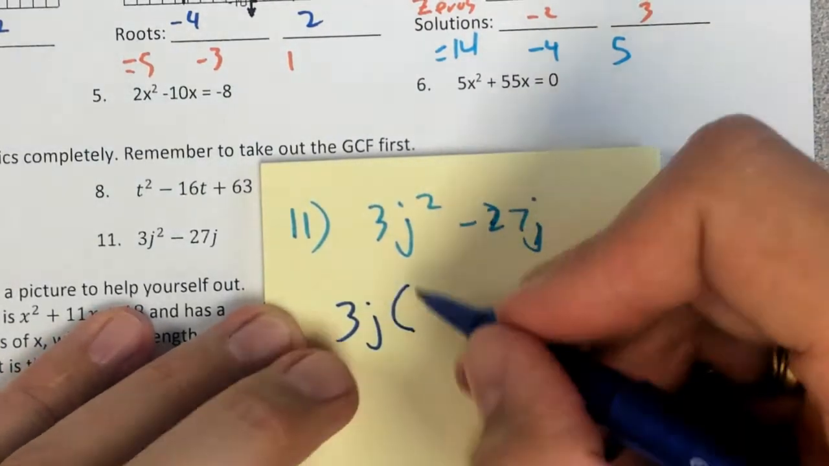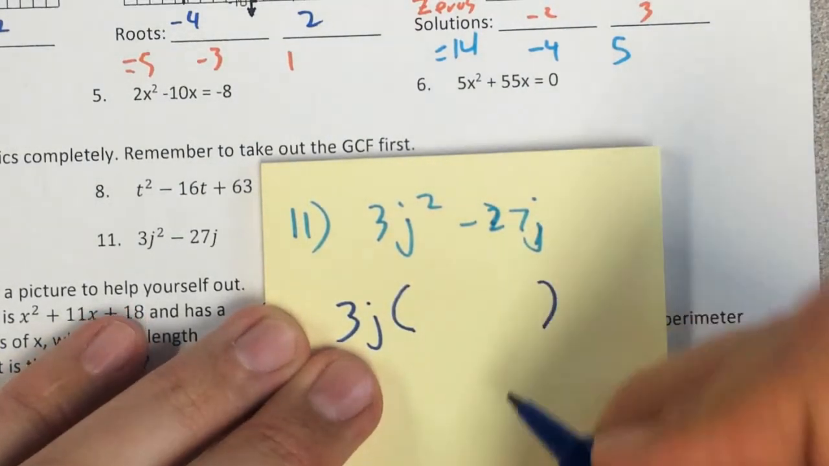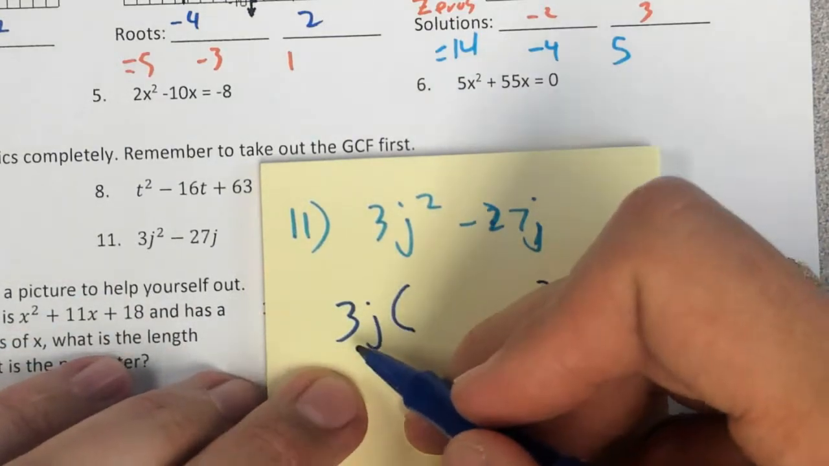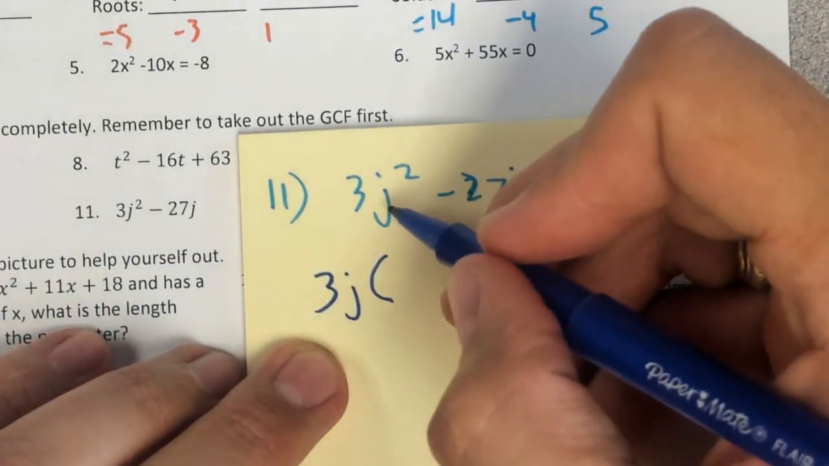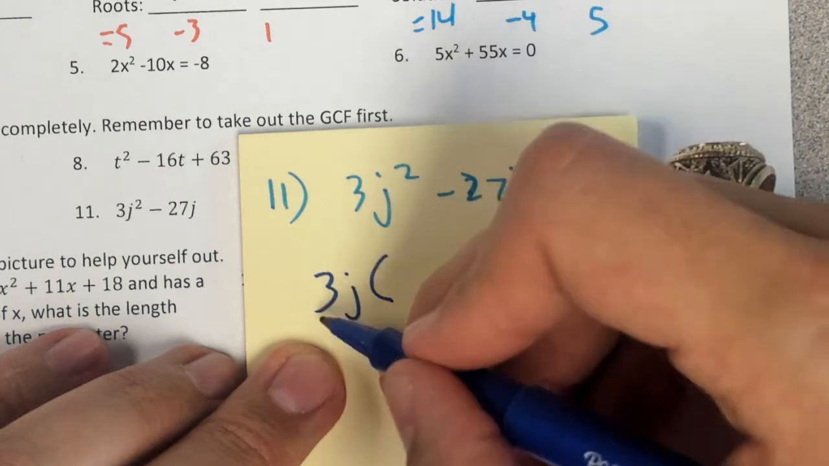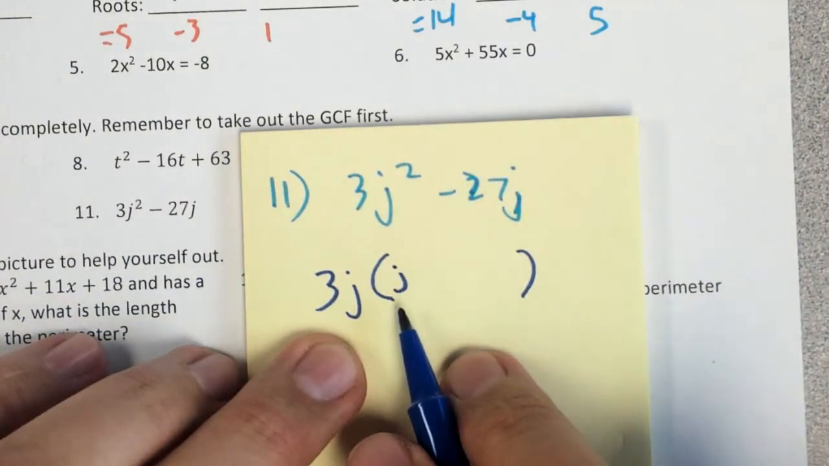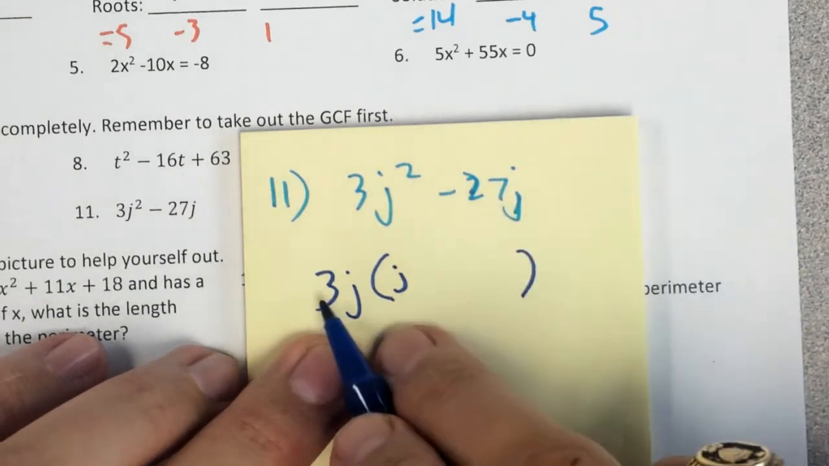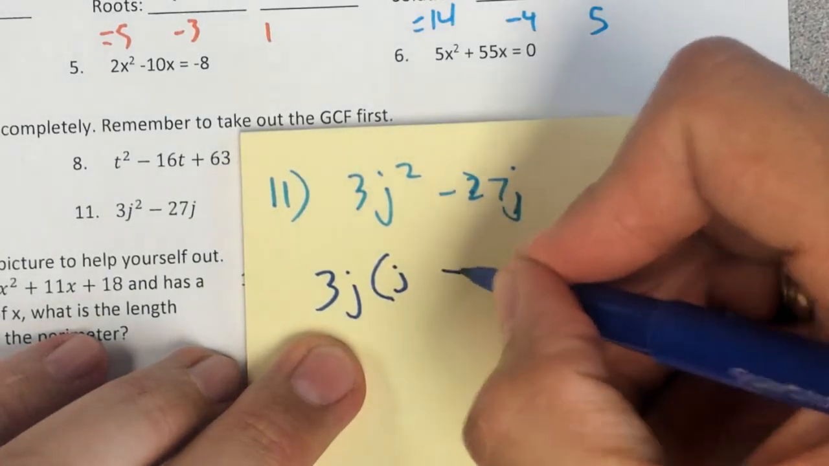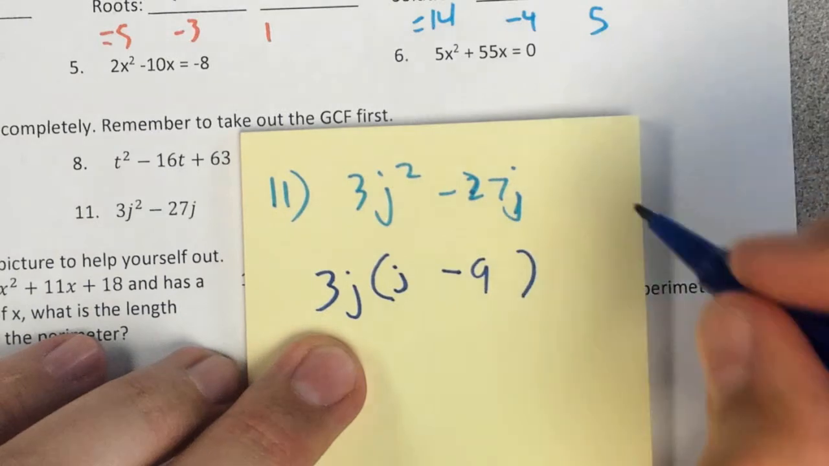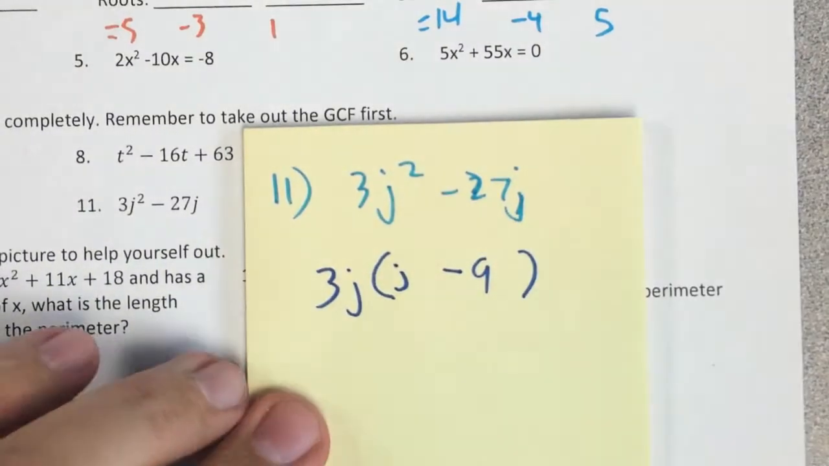To finish factoring, I got to figure out what goes in the second part, my second factor. This is my first factor, which is my GCF. And I look over here, and I have 3 times 1, so I don't need to put anything there. J times j, so I need a j here. And now I need to get from 3 to -27, so that'll be -9. I already have my j, so that is factored completely.